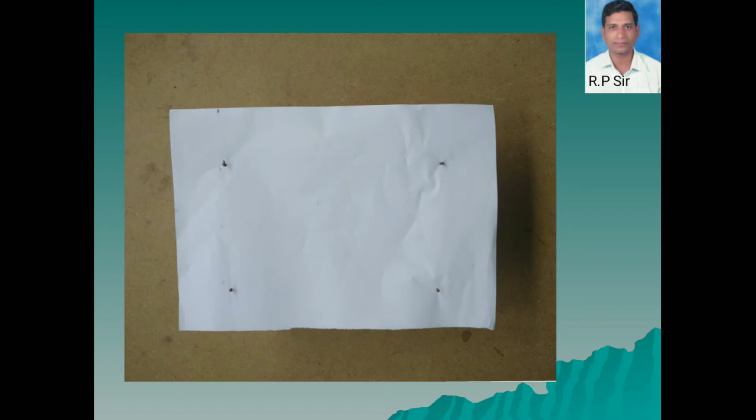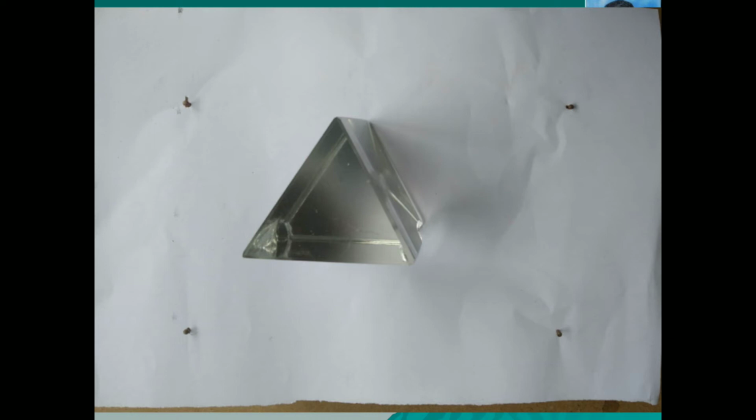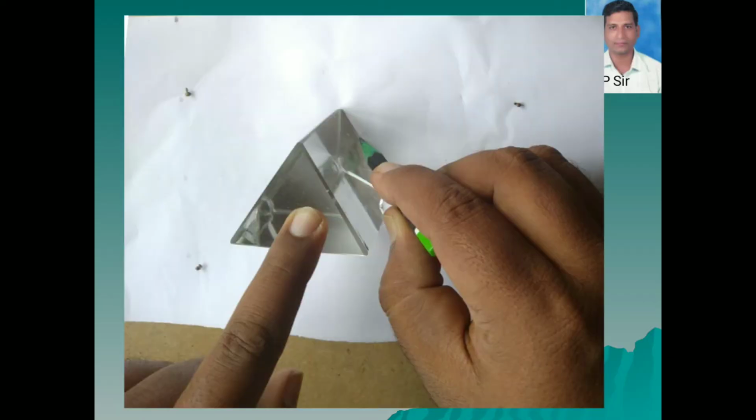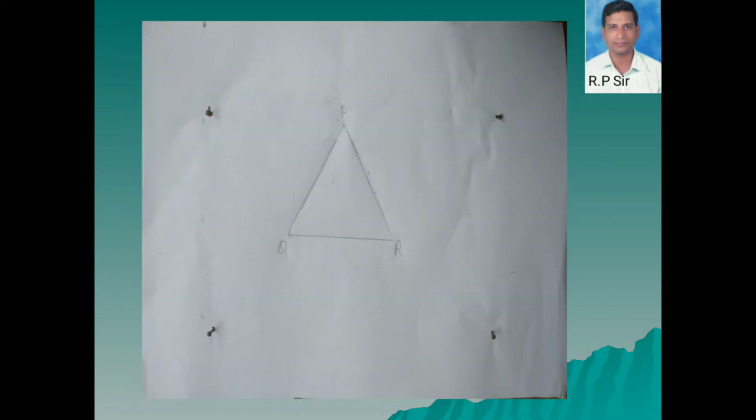Take a white chart on drawing board. Keep prism in such a way its triangular base is on chart. Draw outline using pencil. Now remove the prism. We get an equilateral triangle. Name its vertices as P, Q and R.